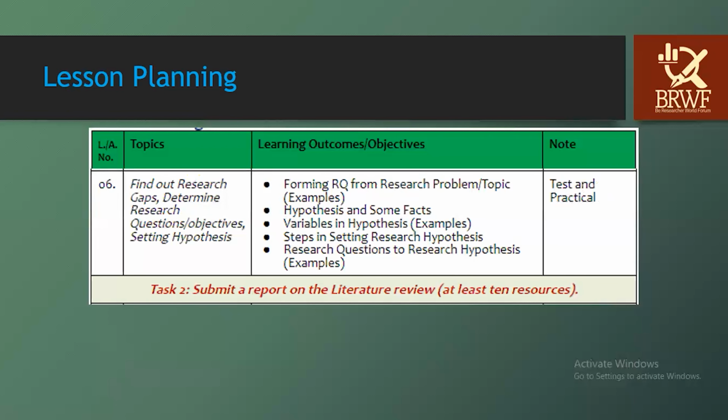Then you will learn how to find out the gaps or how to determine the research question and objective. After the sixth class, that is, how to find out the gaps, research question, hypothesis, we will ask you to submit a report on literature review, at least 10 resources. You have to study and summarize them, and you have to prepare a report on this. This is task 2.